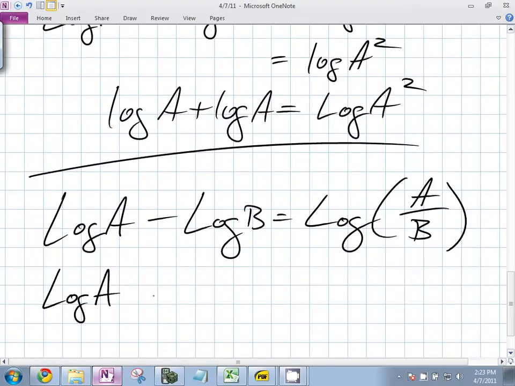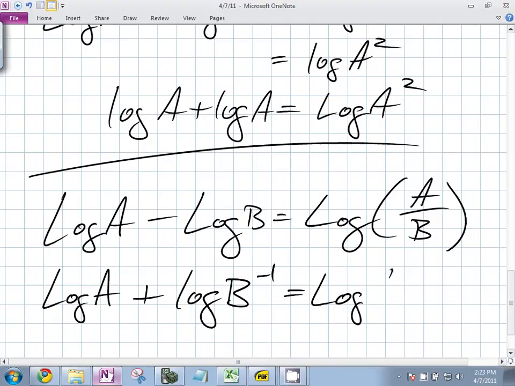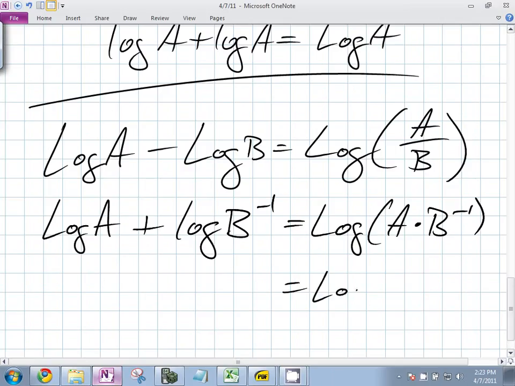Log A plus log of B to the what power? -1. Well, what's that equal? When you add logs, what do you do? You multiply, right? But what's A times B to the -1? A over B. So it's the same thing. They are all results of each other.